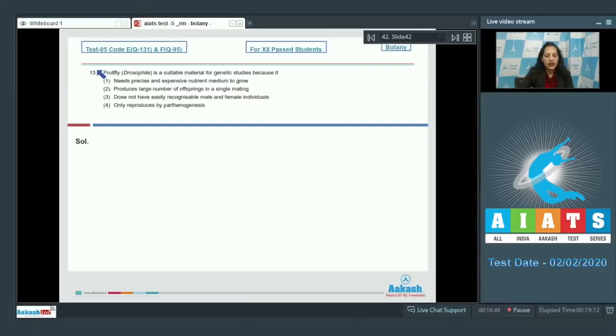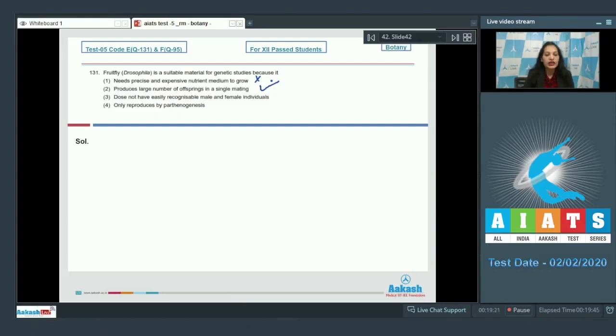Question number 131. Fruit fly or Drosophila is a suitable material for genetic studies because it needs precise and expensive nutrient medium to grow? No. It can be grown on the regular lab medium. Second one, produces large number of offsprings in a single mating. Yes, it is one of the features because of this Drosophila was chosen as the suitable material for the genetic studies.